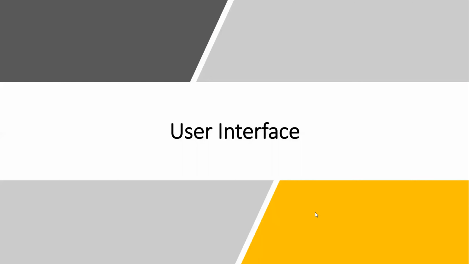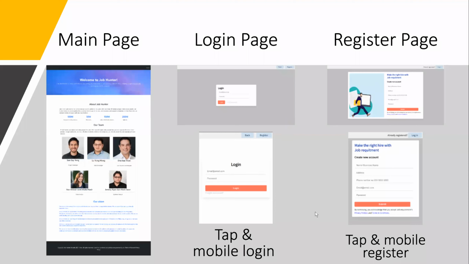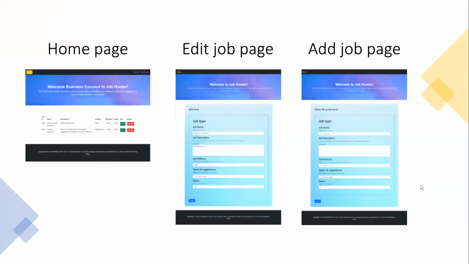Okay, next slide. I'll present the user interface. This is the main interface, which is the main page, login page, and the registration page. For the main page, this is the home page, which requires the name of the user details. Then there are the edit job page and the add job page, where the user can register the job and edit if he wants to make any changes.